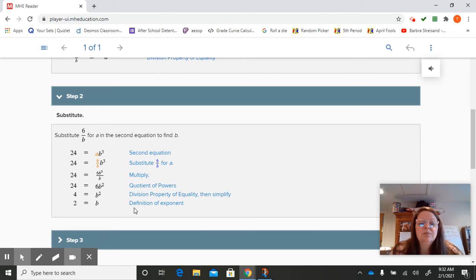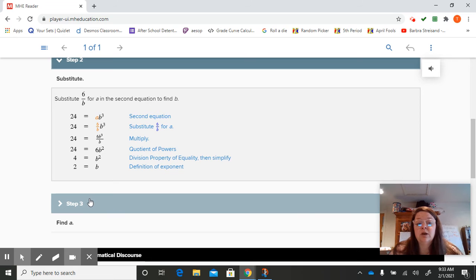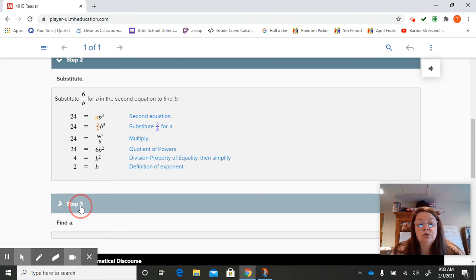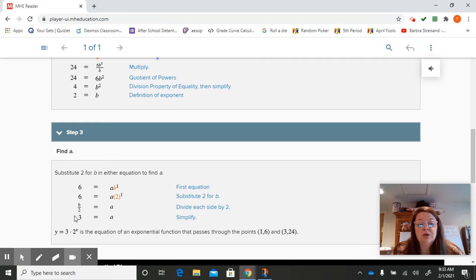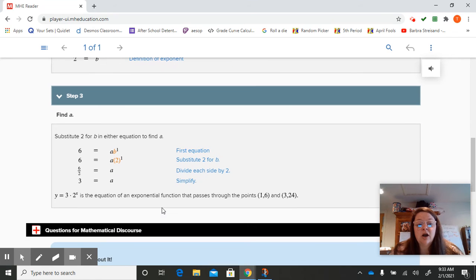But we're not done there, because now all we know is what b is, and we need to know what a is as well. So we're going to take 2, we're going to put it back into that very first equation. 6 equals a times b to the first power. We'll change b to 2, which is what we found up here. And we have a times 2 to the first power. Well, 2 to the first power is just 2. So we're going to divide both sides by 2 to get a by itself, and we get that the answer is 3. So that means that our equation for our exponential function that passes through the points (1, 6) and (3, 24) is y equals 3 times 2 to the x power.